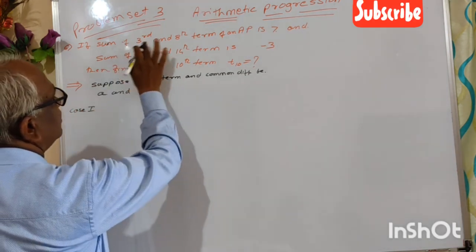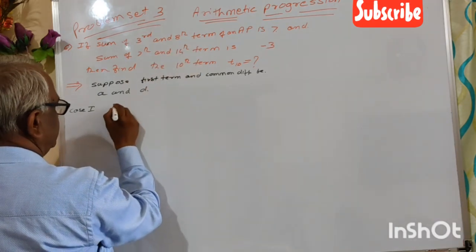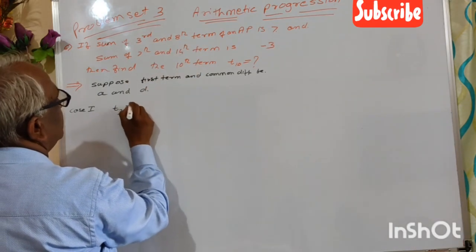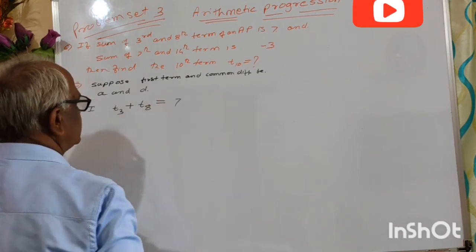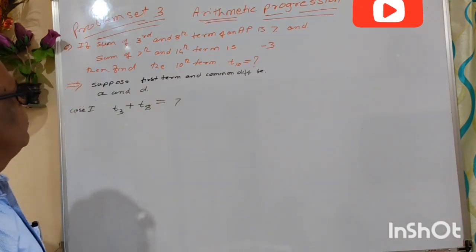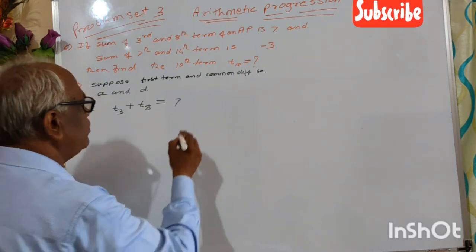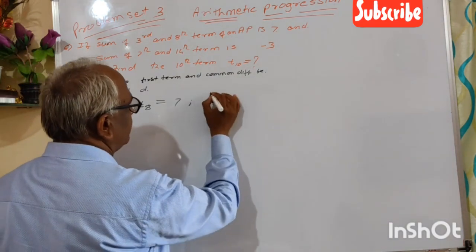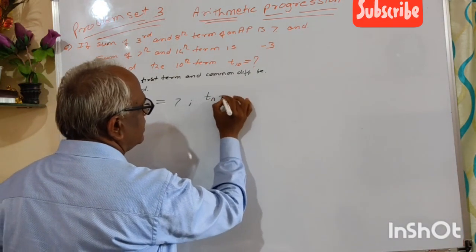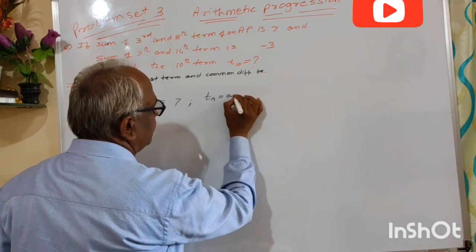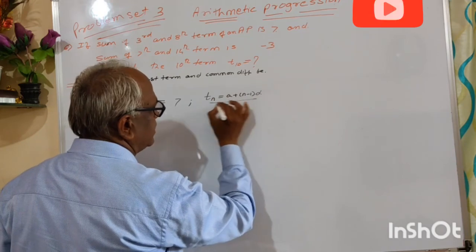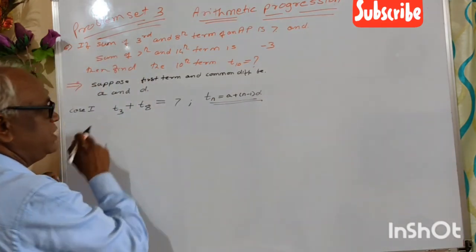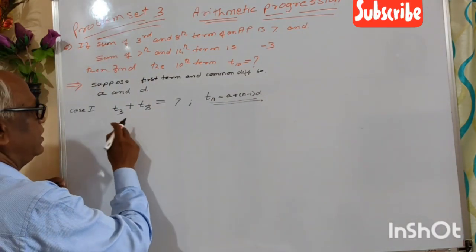Then by case 1, the third term and the eighth term, that is T3 plus T8, is equal to 7. This is the case first. Now we know the general formula, I will write here: Tn is equal to A plus (n minus 1) into D. This is the general formula. By this we will write directly now.